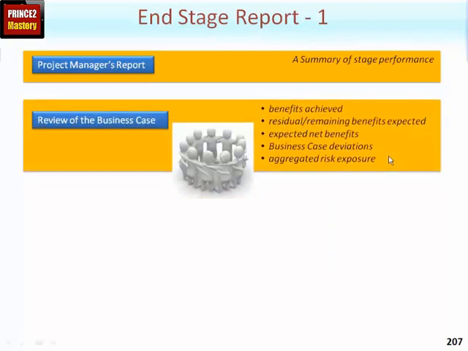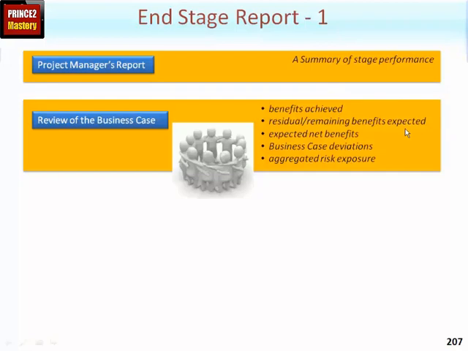Next, a review of the business case, giving again sufficient information to show that the business case remains viable. But if you remember, in any given stage, it may well be that some of the products have been handed over to the operational or business as usual part of the organisation. In other words, they're in operational use. In such case, the project manager would give a review of the benefits thus achieved so far. If that hasn't happened, then clearly this is not appropriate. If it has happened, any residual or remaining benefits expected.